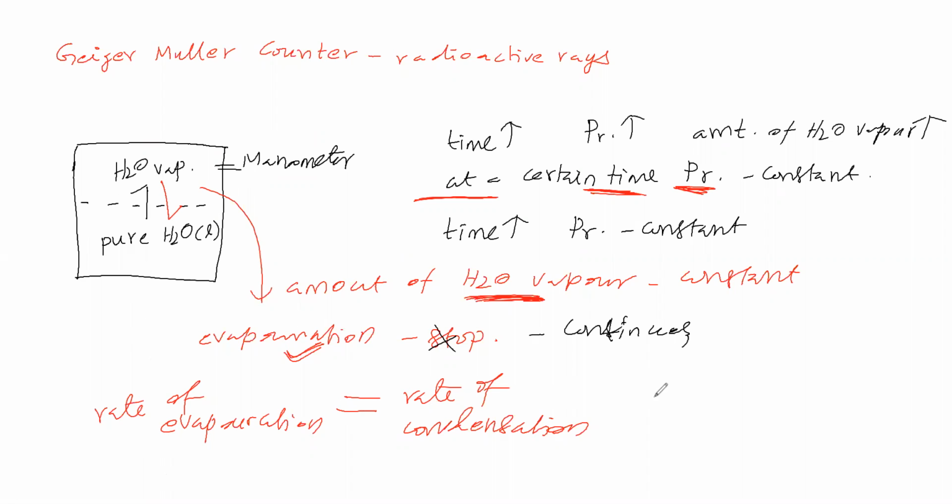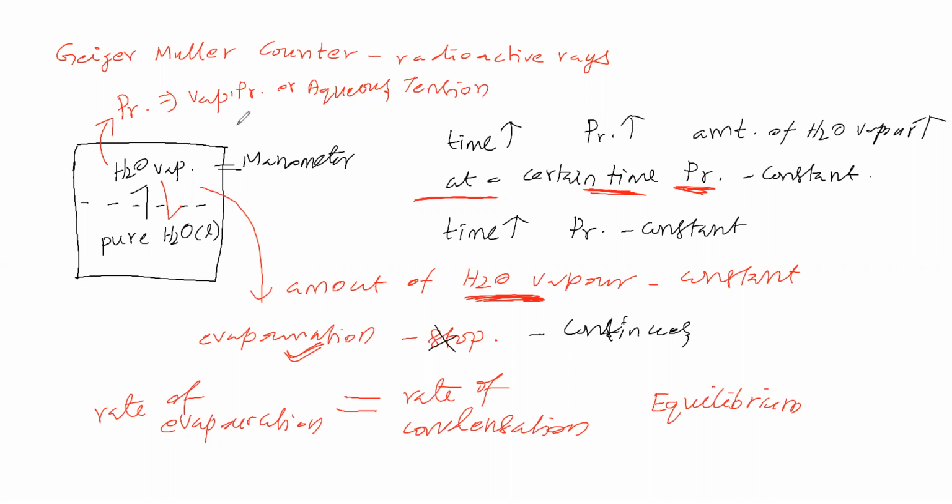This stage is called the equilibrium stage. That means the system has attained equilibrium, and we can say the water vapor is in equilibrium with the liquid water. When water vapor is in equilibrium with the liquid water, the pressure this water vapor exerts is called the vapor pressure of water, otherwise called aqueous tension.